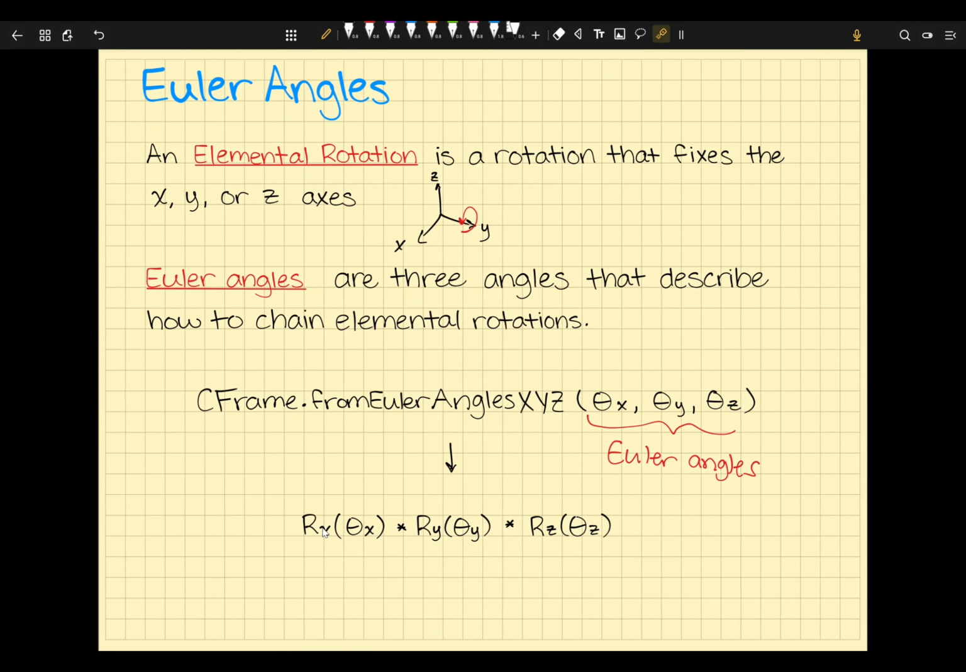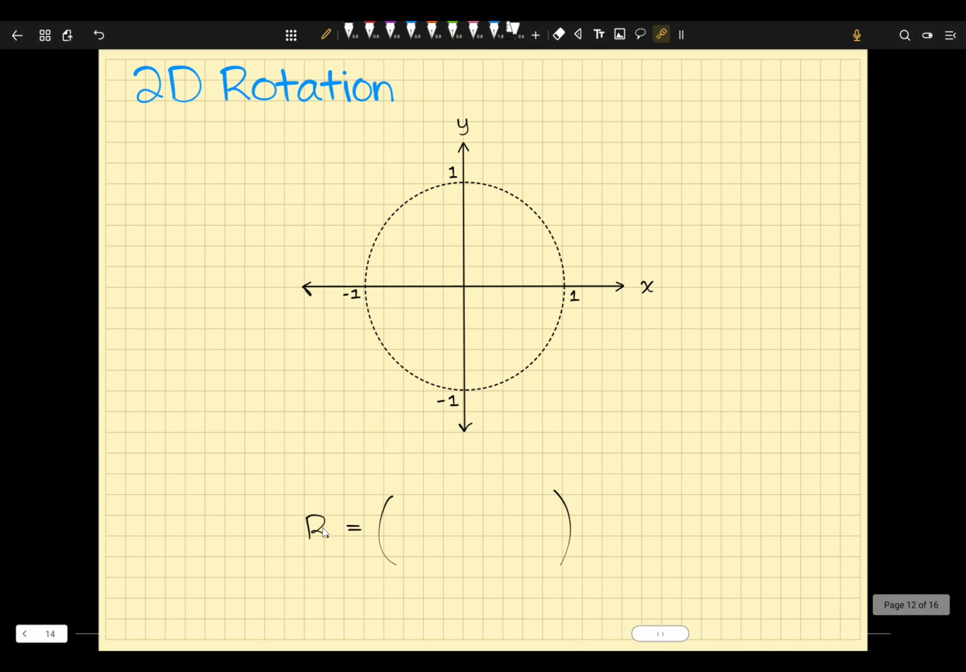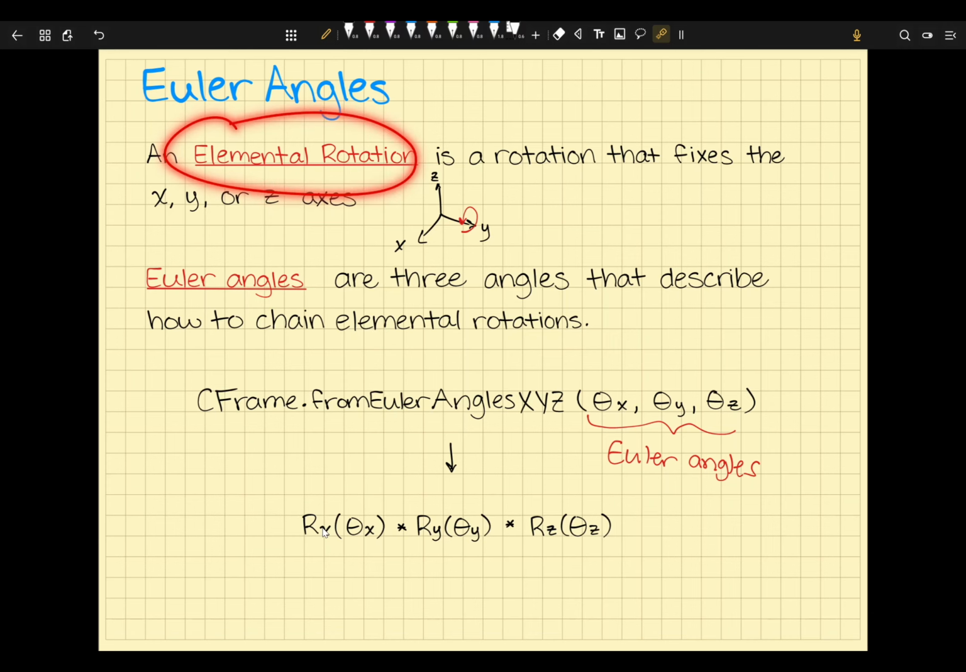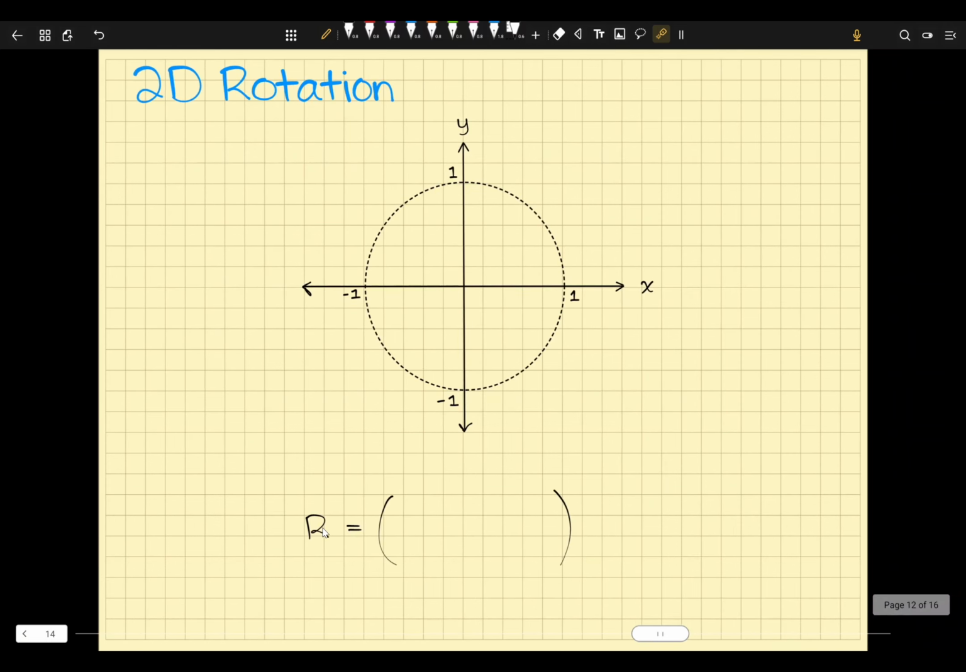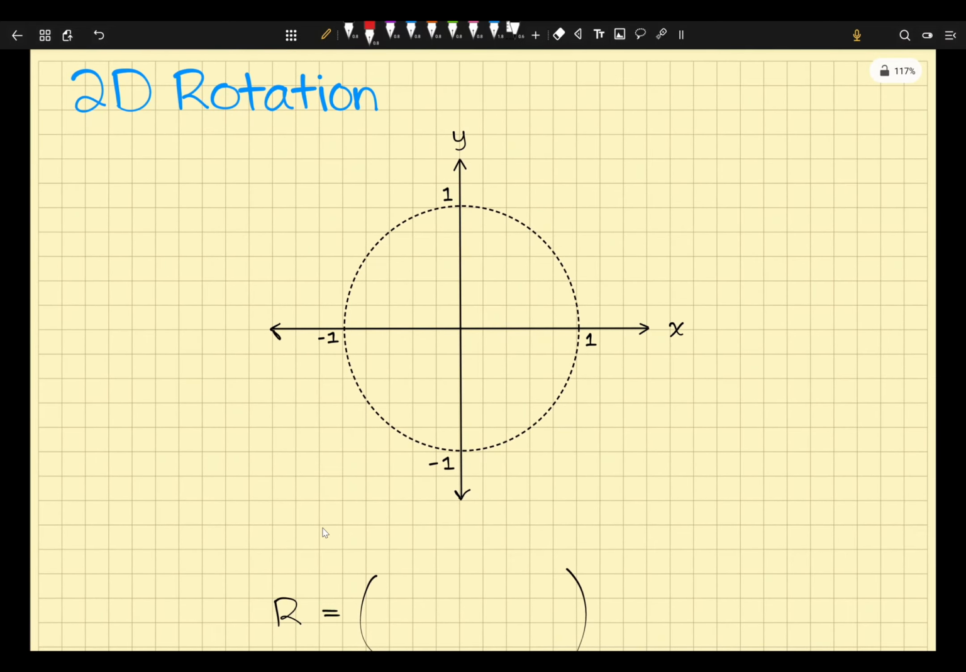Okay. So now how do we get these elemental rotations about the x, y, and z axes? Well, let's go back to 2D, which I'm pretty sure we discussed on Monday. So in 2D, let's say we want to rotate the x-axis to this point. We want to rotate it by some angle theta. What we said was that this point is going to be cosine theta, sine theta.